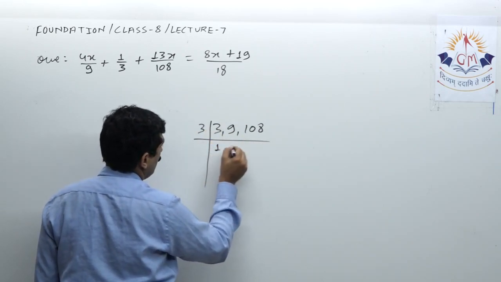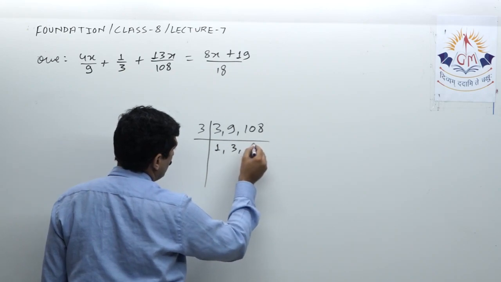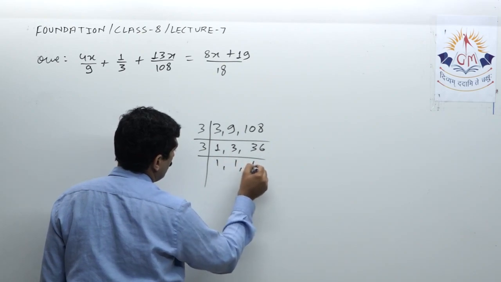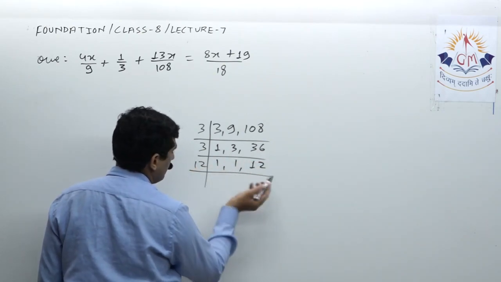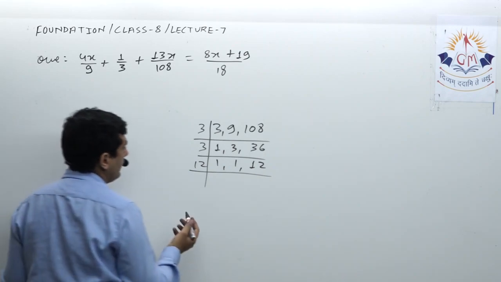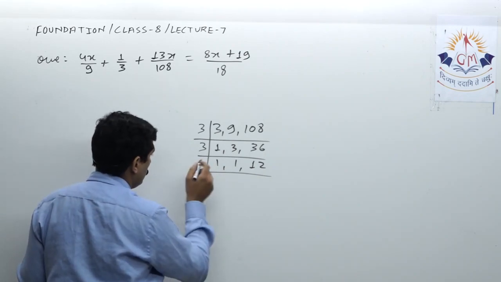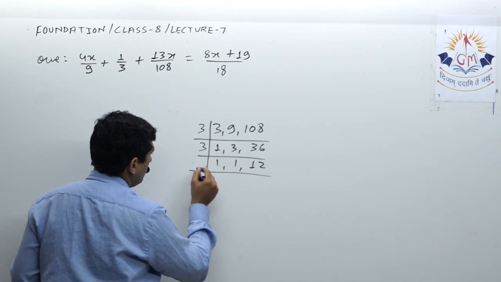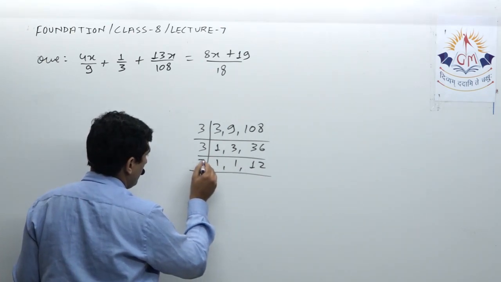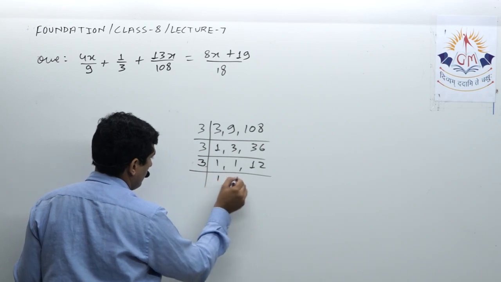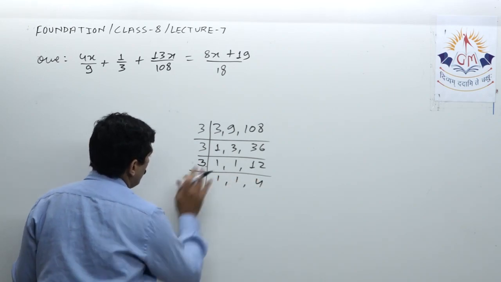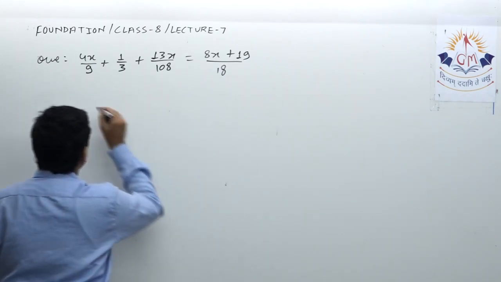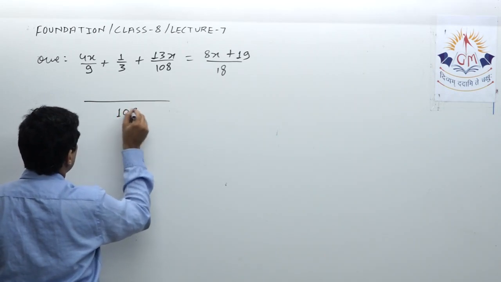So 3 9s are 27, 3 3s are 9. Then again I can cancel by 3. Okay, now I can take directly 12 because only one term is left. Okay, so 108 will be the LCM. Okay, here LCM is 108.